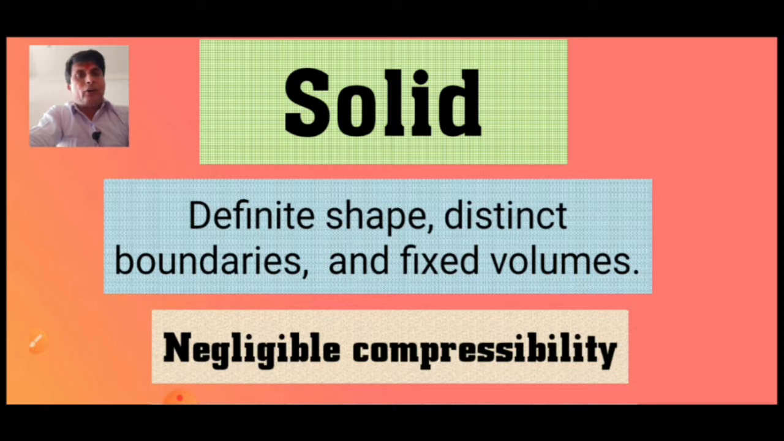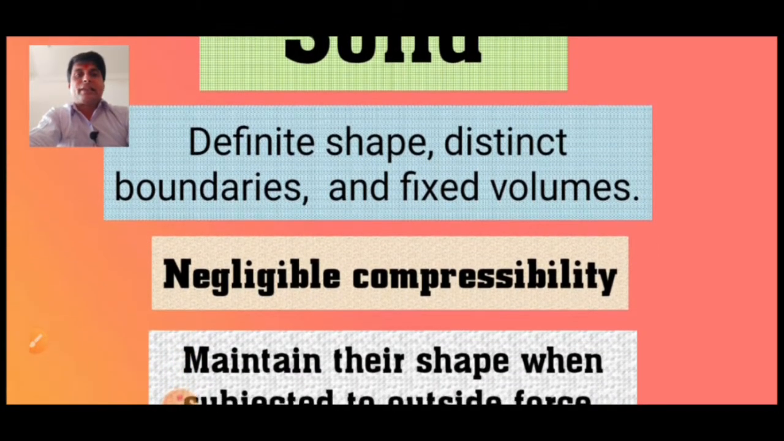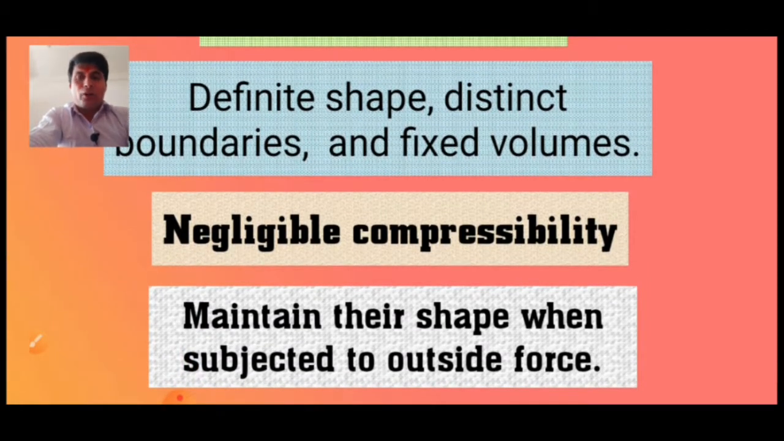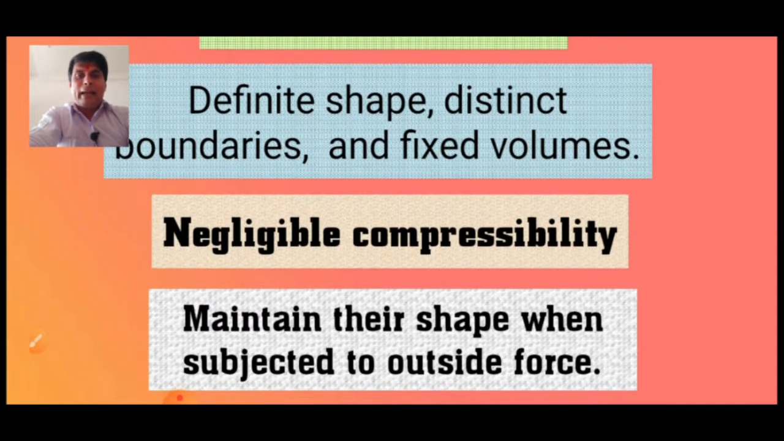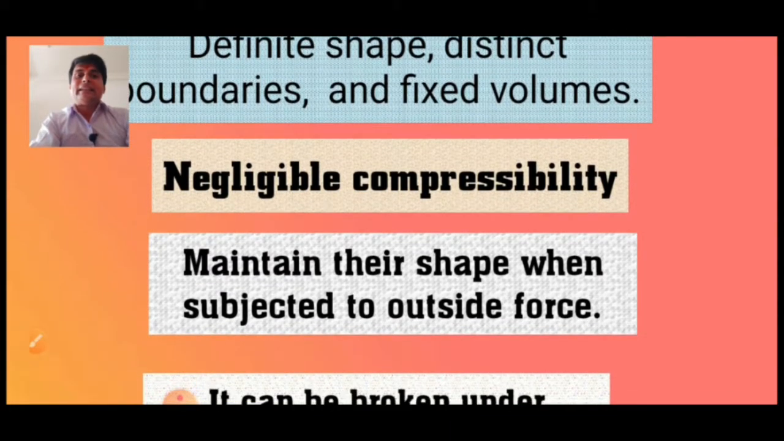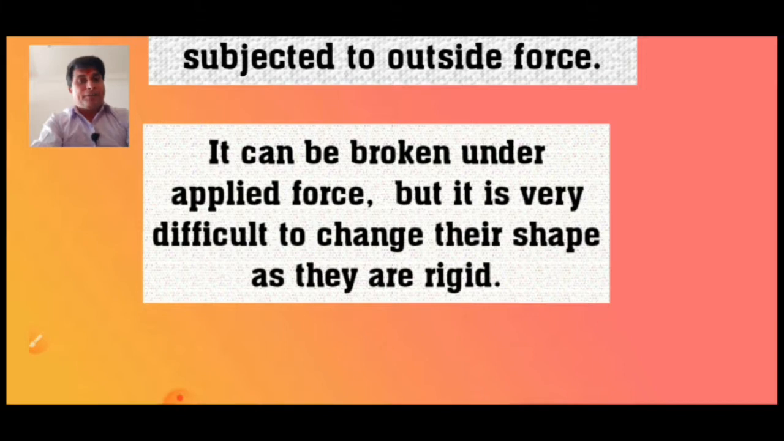First of all, we talk about solids: definite shape, distinct boundaries and fixed volume. Most solid materials have negligible compressibility. Third, they maintain their shape when subjected to outside force. It is the natural tendency of solids. After that, a solid can be broken under applied force, but it is very difficult to change its shape as solids are rigid.